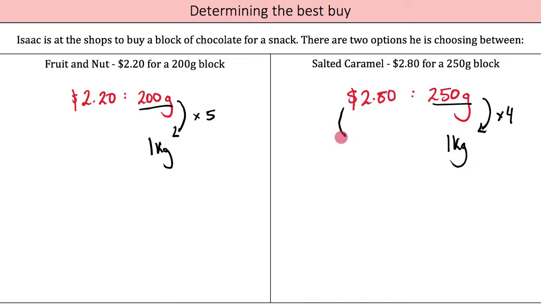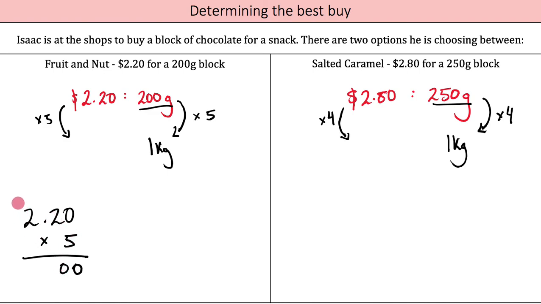Now I just need to make sure I do the same to the other one over here. I'm going to times this by 4. And this one I would have to times by 5. Now I'm still finding the unit price, but now it's for 1 kilo. Aren't we smart? So we're going to go 2.20 multiplied by 5. 5 times 0 is 0. 5 times 2 is 10, carry the 1. 2 times 5 is 10, plus 1 is 11. Now here's the tricky part. Because we have 2 decimal places in our question, we need 2 decimal places in our answer. So I put that right there. Perfect. So my answer here is that for 1 kilo, it's going to cost me $11.00.